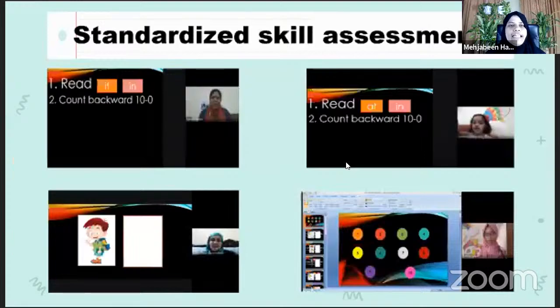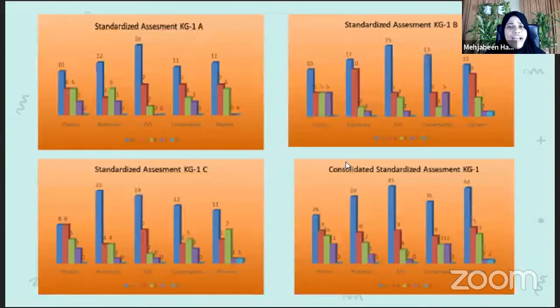Standardized skill assessment. Our teachers have developed well-defined learning outcomes for every grade that are observable and measurable. They track the attainment of learning outcomes by each learner and ensure that no child is left behind.